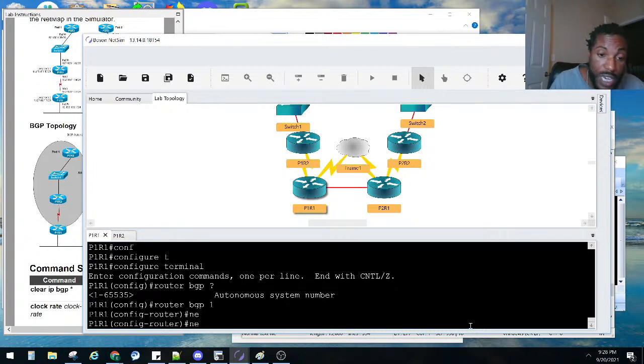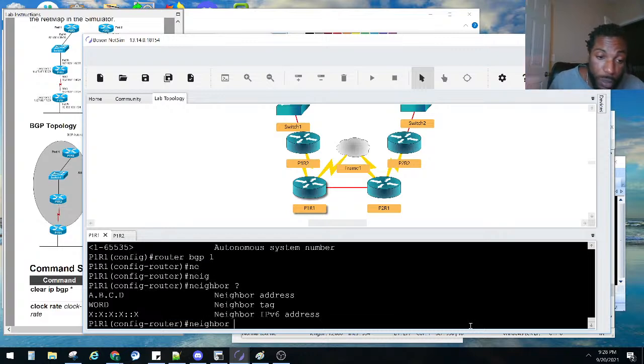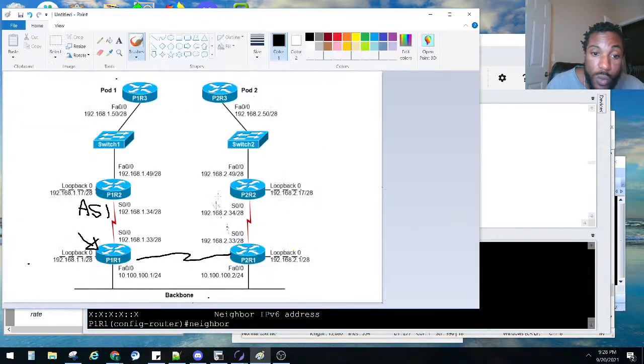So that's done with the neighbor statement. Neighbor, and then we put the IP address of the neighbor, in this case, P2R1, this guy right here, right? Is that what they said?